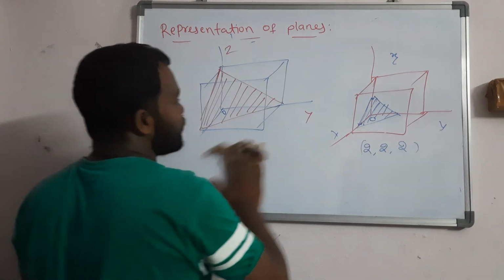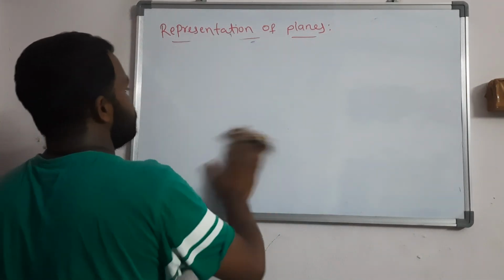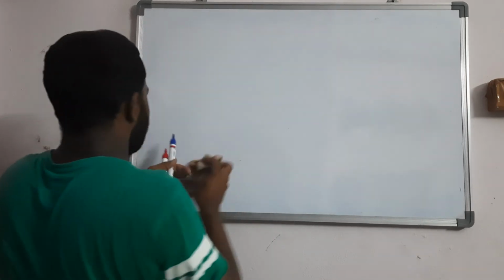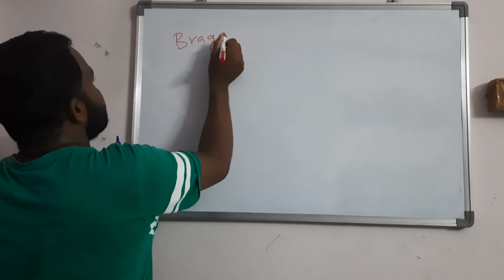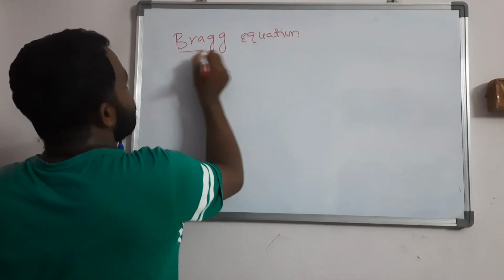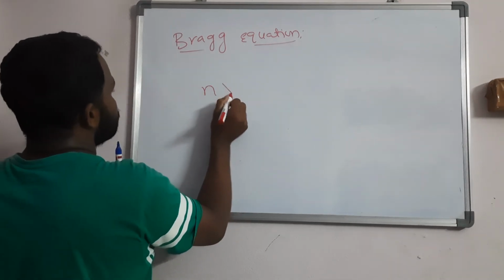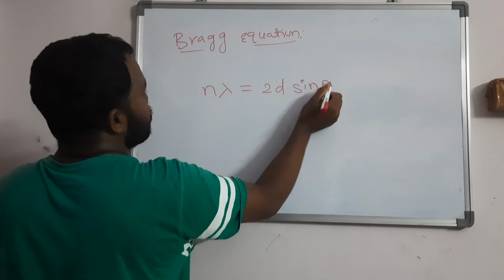Next, the Bragg equation. In this video, this is the last concept, the Bragg equation. I am going to give only the final formula for this Bragg equation. Generally, what is the Bragg equation? You should learn this by heart: n lambda is equal to 2d sin theta.